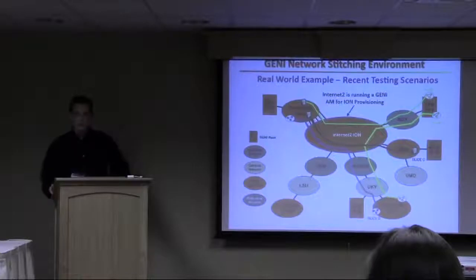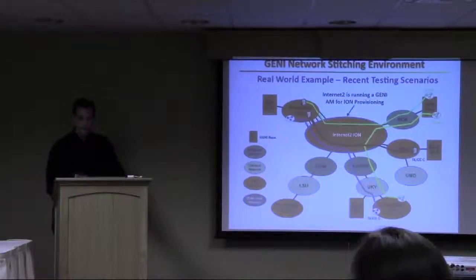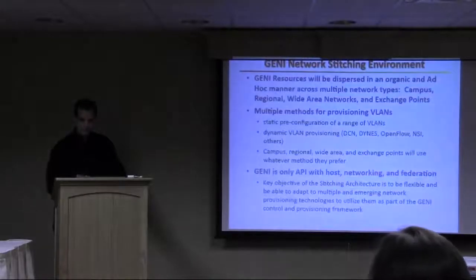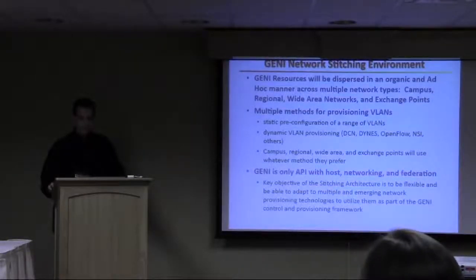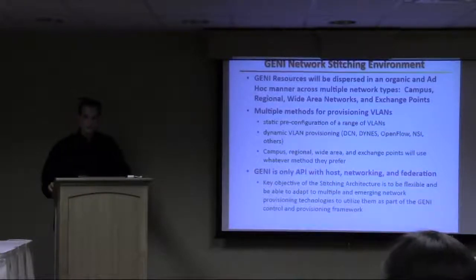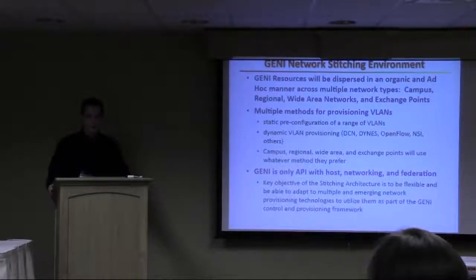So if you're running Omni Client, you're trying to get a multiple aggregate slice, you can use your Omni tool to talk to ION just like you talk to any other GENI resource like a GENI rack. So, what we're really trying to do is operate in that environment where all these GENI resources just get dispersed across this network infrastructure, this ecosystem, in a very organic and ad hoc manner, and we want to be able to accommodate whatever happens in the future. And we're really talking about campus networks, regional networks, wide area networks, exchange points.